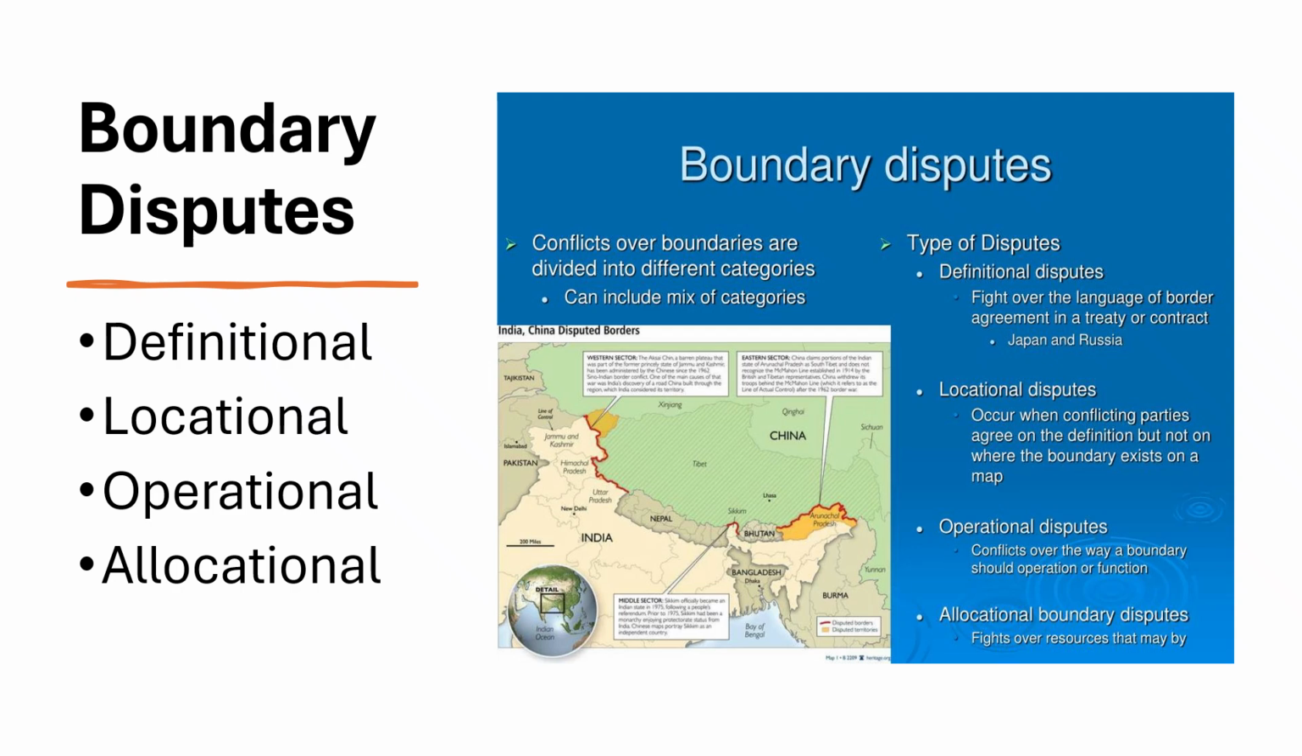And then the hardest one is allocational. What do you do if you find natural resources under that boundary? Who gets it? Do we share it 50-50? Does one country get it? So that one can be a real problem.